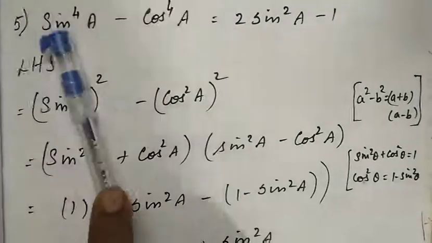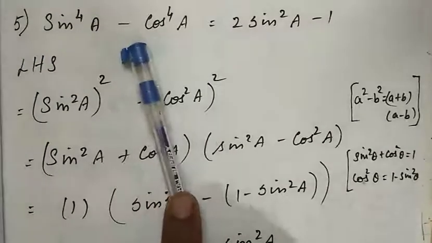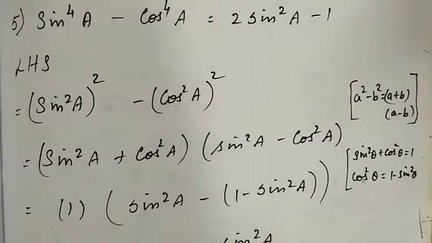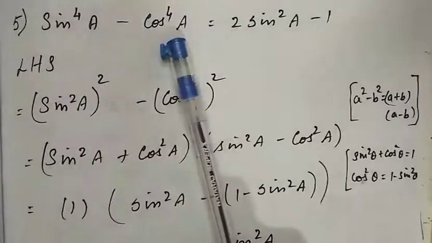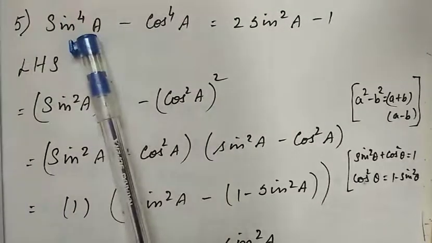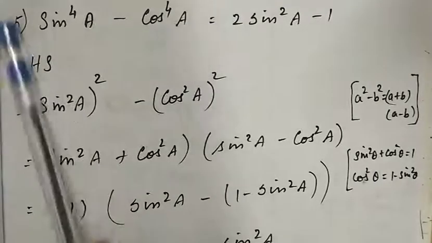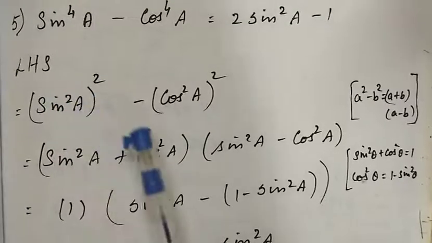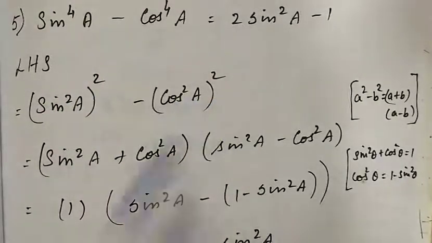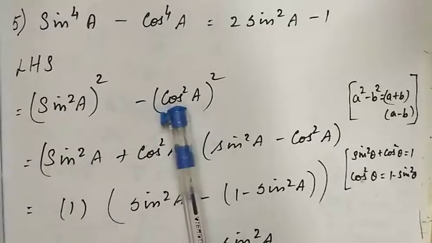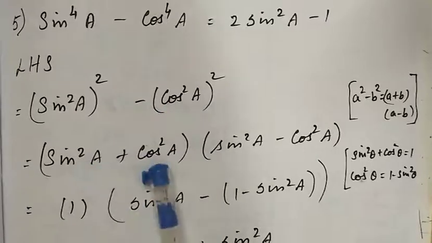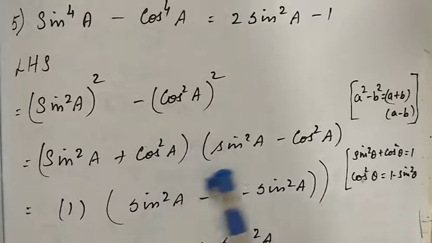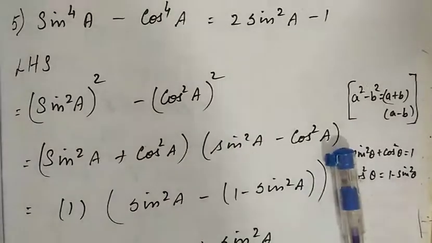See the fifth one. Sin power 4A minus cos power 4A is equal to 2 sin squared A minus 1. Take the left hand side. Power 4, we can write 2 into 2. So bring this one to the identities A squared minus B squared. So write sin squared A whole square minus cos squared A whole square. It is in the form of A squared minus B squared, that is equal to A plus B into A minus B. So sin squared A plus cos squared A into sin squared A minus cos squared A.